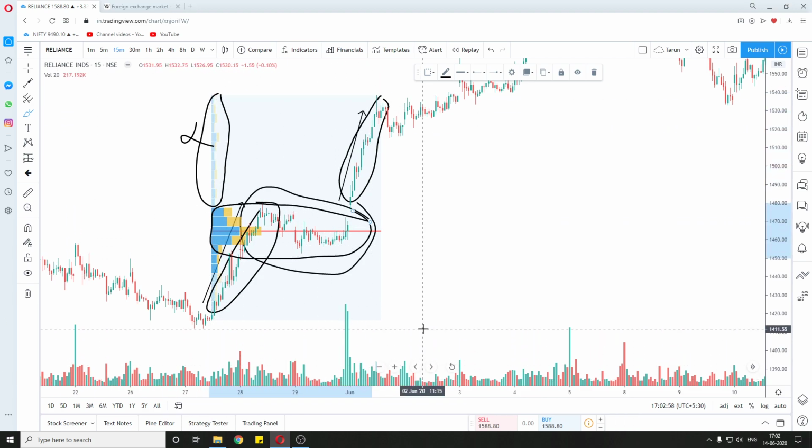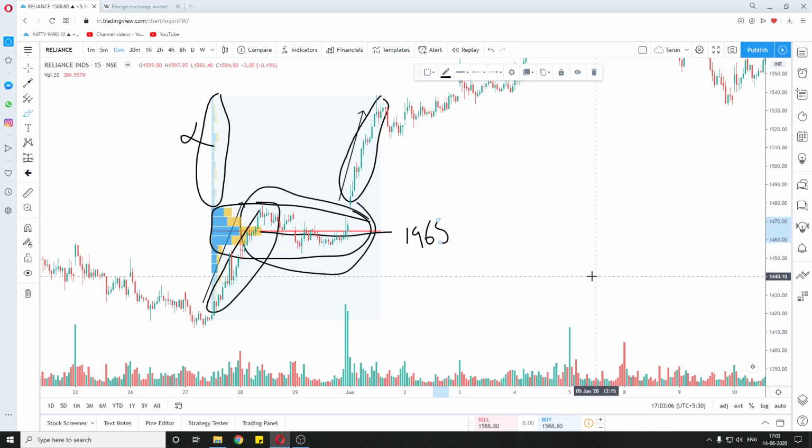The volume is so small, and the maximum volume is in the sideways market. As you can see, the maximum volume, the POC, the point of control for this particular range, is 1465 rupees. Now why is this information important? Let me explain.